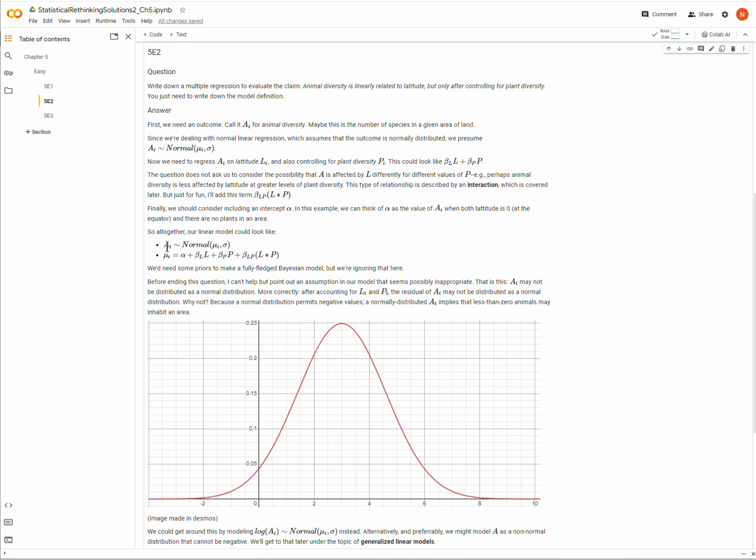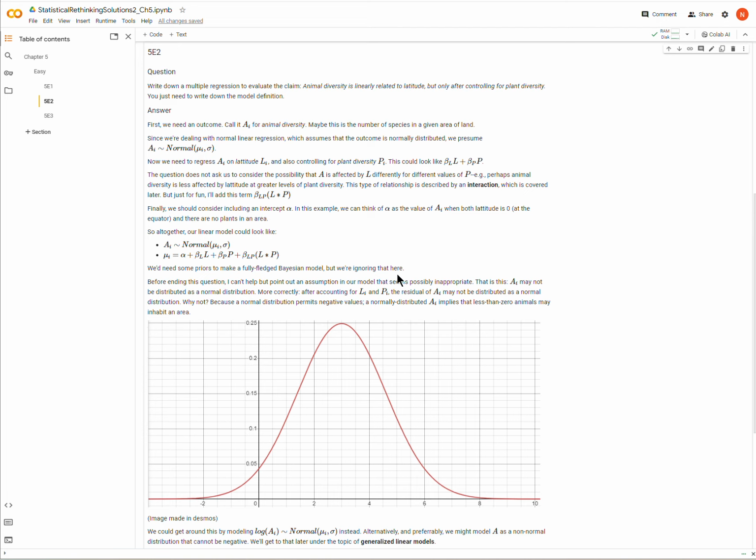So when we put it all together, our model might look like this, right? Animal diversity is normally distributed with a mean mu, standard deviation sigma, and mu is being regressed on an intercept, as well as our two explanatory variables, and I have put in an interaction, although that may not be necessary. So in order to make this a fully Bayesian model, we would just need to add priors, but we're not doing that here.